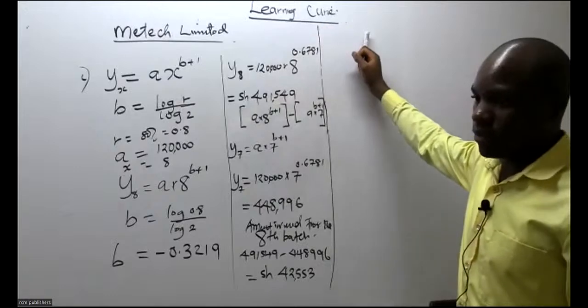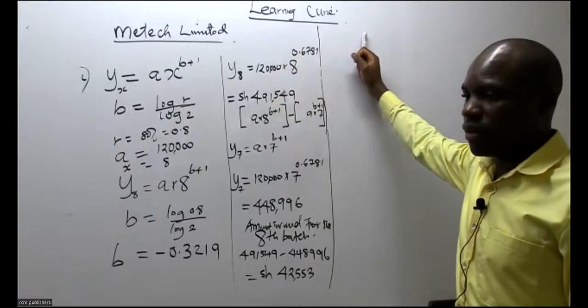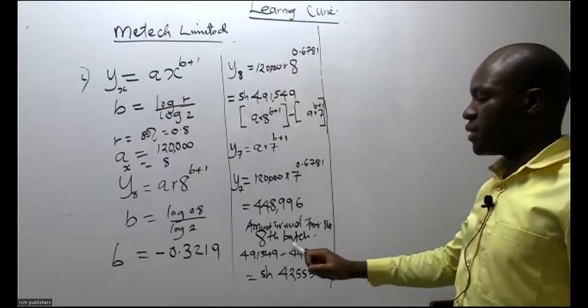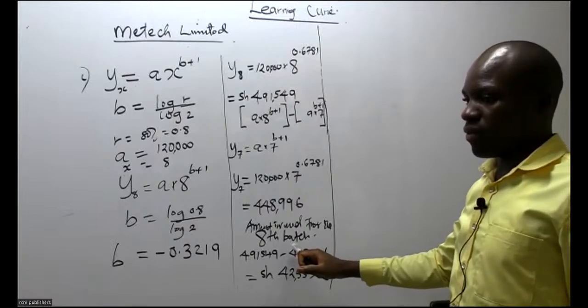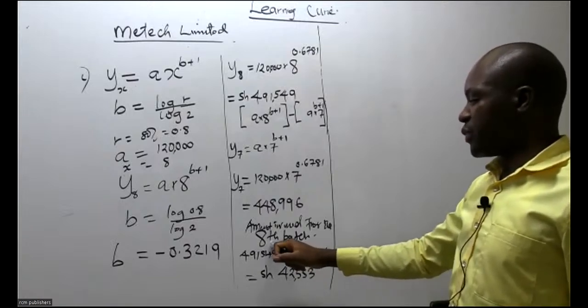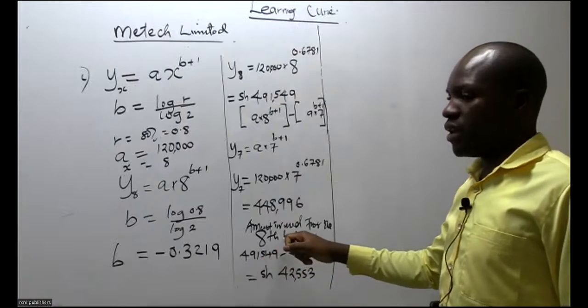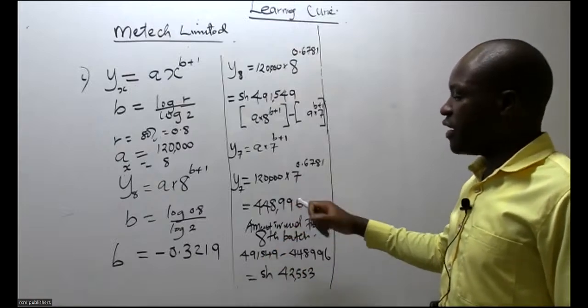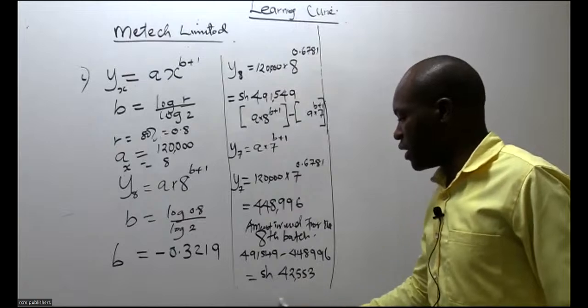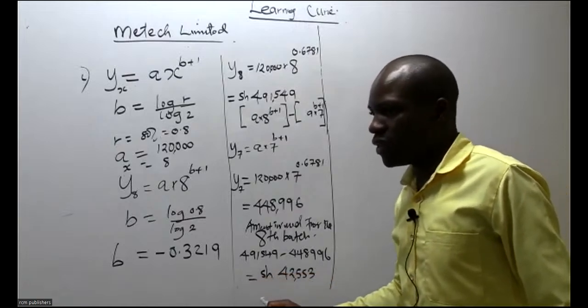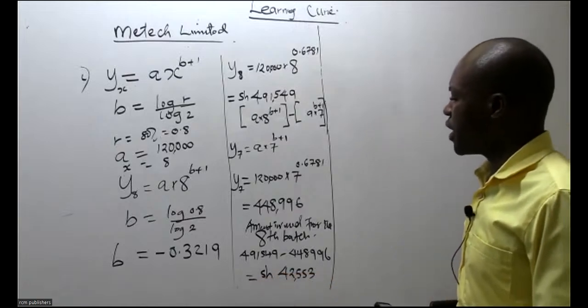So it means the amount which was incurred to produce the 8th batch will apply to the last 8 batches. Are we together? The learning will stop at the first 8 batches. Learning will stop at this point when they're going to produce the 8th batch. Anything after that will now be going at the rate of producing the 8th batch. So let's do that together.